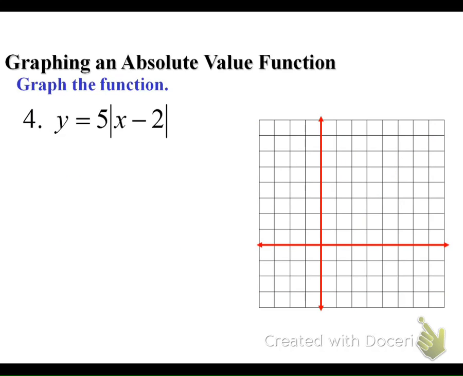All right, number 4. What are they subtracting from x? 2. What are they adding on the end? 0. So my vertex is at the point 2, 0. This graph will also be symmetric across x equals 2.